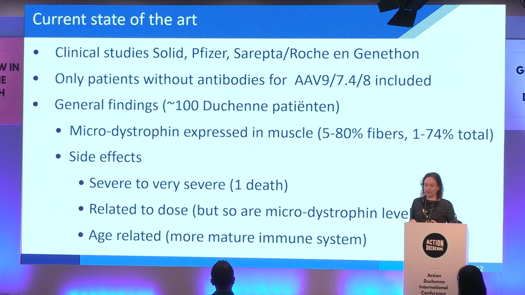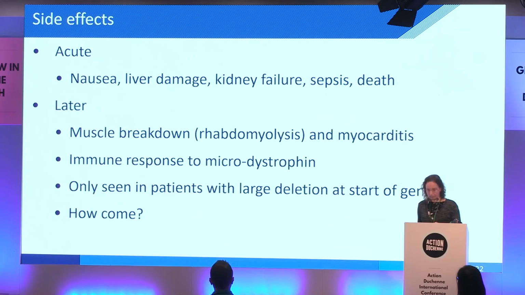It's also age-related, and probably older people have a more mature immune response, and that gives the side effect. But also if you're older, you generally will be heavier, and you get the viruses per kilogram body weight. So if you're older and heavier, you get more viruses, and that probably also will lead to more severe side effects. There's 2 types of side effects. So the ones that I just mentioned are the acute ones. So they arrive shortly after being treated with the AAVs. They involve severe nausea, they can involve liver damage, kidney failure, sepsis, or death.